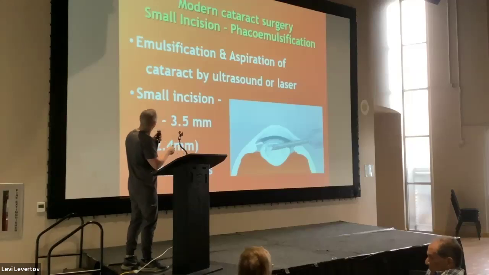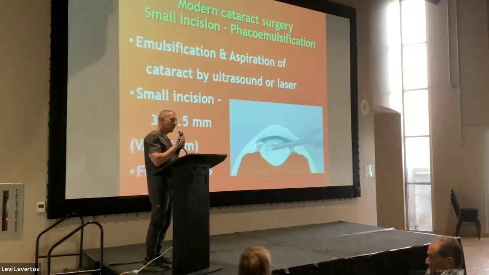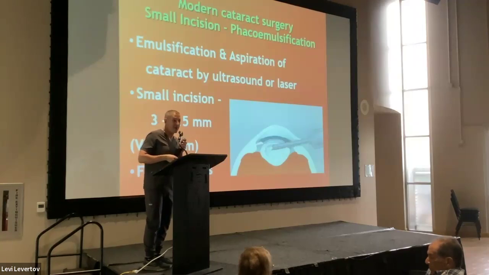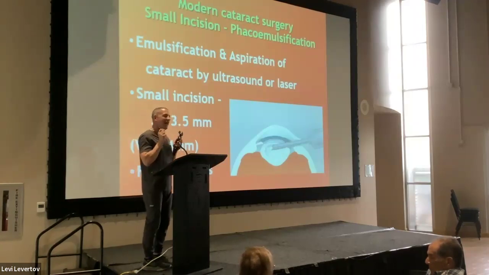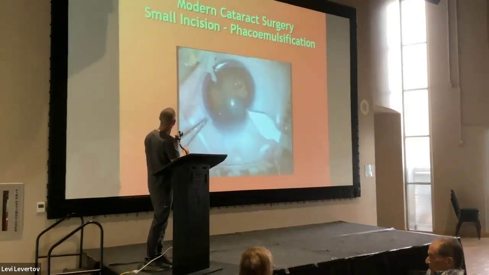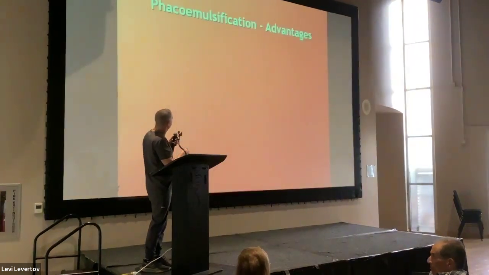So in modern cataract surgery, we emulsify and suck out the lens through an ultrasound or laser. Here it says small incision 3 to 3.5. Today it's even much less than that. I perform a surgery of 2.4 millimeters and the lens is folded. And this is what the beginning of the surgery looks like.